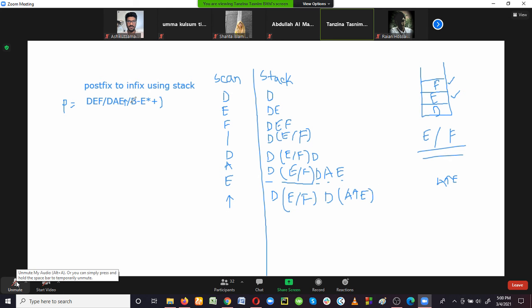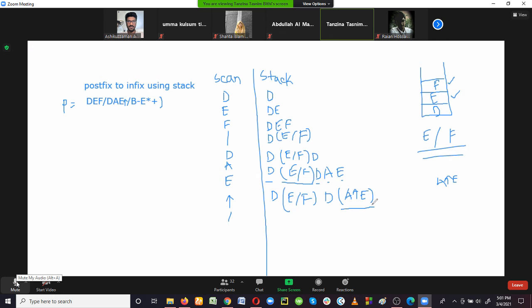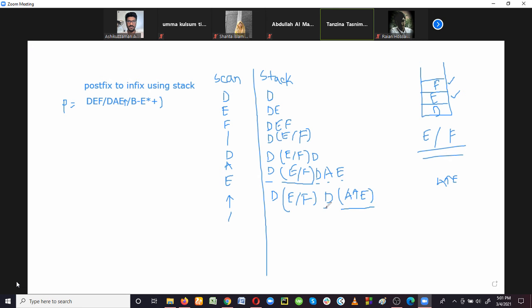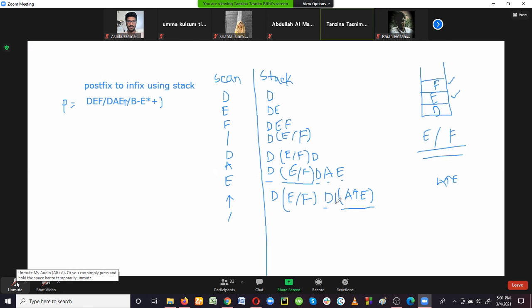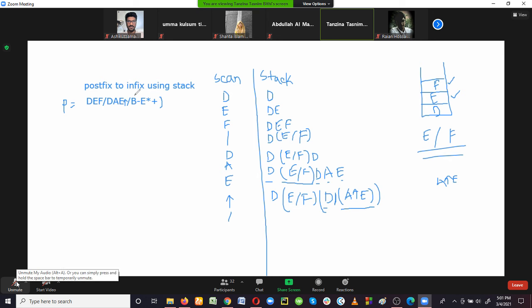Now again we can start the scanning process, and again we got an operator. So now find out which ones are the topmost elements. A exponentiation E, this is the topmost element, and D is just next to topmost element. So we are going to place the division operator between these two data elements. After executing this operation on these two operands, now we've got the result and it will become one single operand. Okay, now we can consider D division A exponentiation E as a single operand. Clear? Yes, ma'am. Now again we can continue this process.